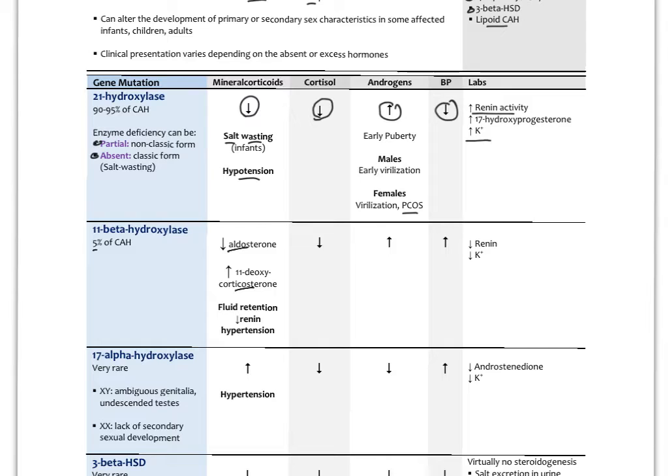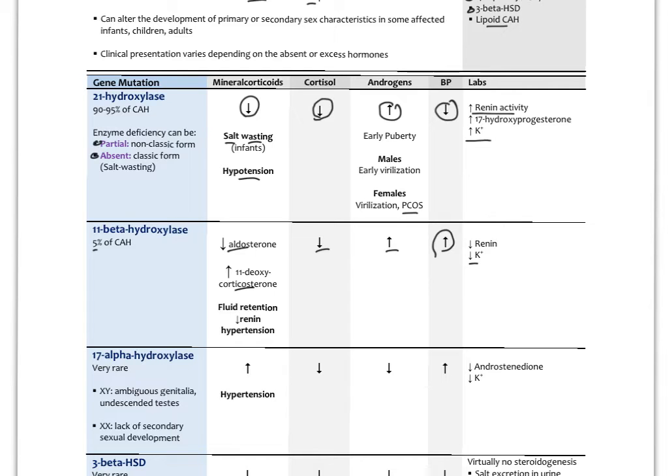So opposite the 21-hydroxylase, renin here is going to be low. Cortisol will also be low, and again, androgens will be high. But in this case, the blood pressure is going to be elevated with low renin and low potassium. So sort of the opposite of the 21-hydroxylase.